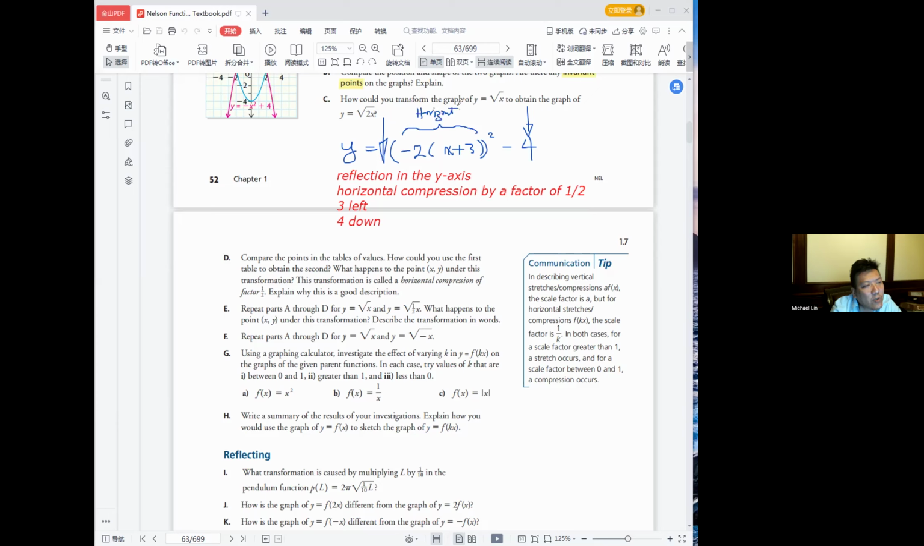Everything inside the function will tell you the horizontal transformations. But the horizontal transformations are always backwards. So instead of ×2, it's divide by 2. Instead of +3, it's actually -3. Okay, so that's the tricky part about the transformations. But you get used to it. Just remember that all the stuff related to the x is backwards.